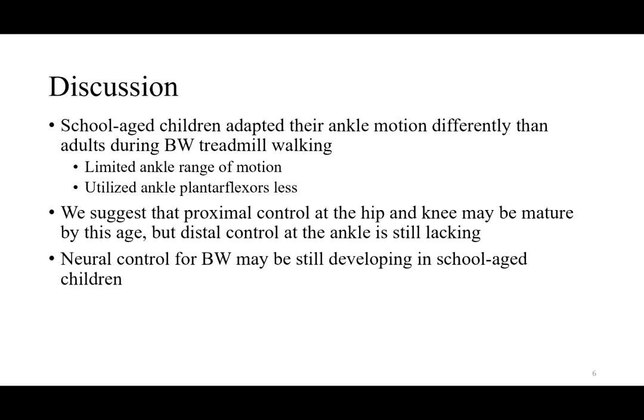So these findings are in line with the poor correlations that we see at the ankle between these two walking conditions. So what we found is that school-age children tend to adapt their ankle motion quite differently than adults during backward walking on a treadmill. We suggest, therefore, that proximal control at the hip and knee may be mature by this age, but distal control at the ankle is still lacking.